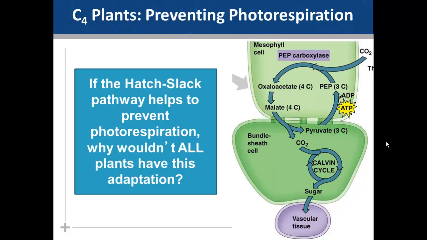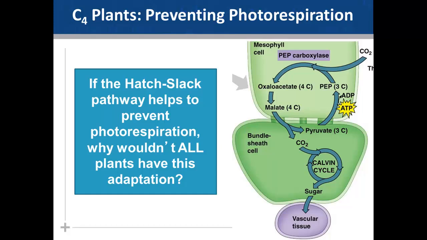So taking a look at this diagram, here's a great question. If the Hatch-Slack pathway, as we just discussed, helps to prevent photorespiration, because once you pump that carbon dioxide into the bundle sheath cell, it can't escape, why wouldn't all plants have this adaptation? Well, there's a couple things to notice about this. Number one, again, thinking about evolution, you cannot simply decide to have a certain biochemical process as part of your makeup. I would love to be able to fly to beat traffic to go to work. That's not something that my ancestors passed on to me in my DNA, so I can't do that.